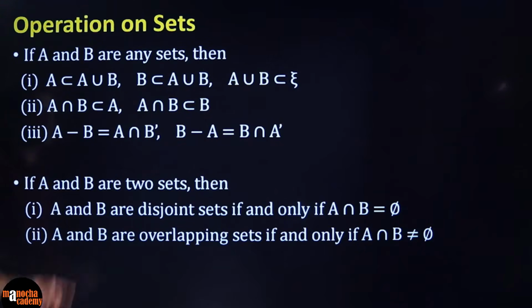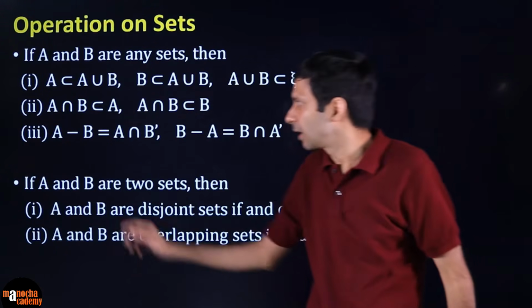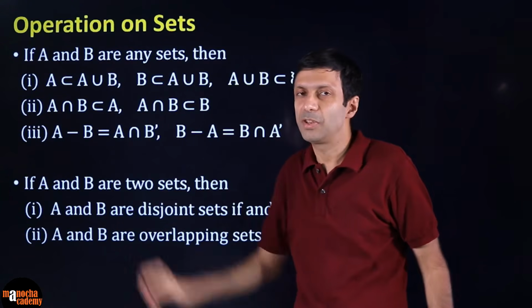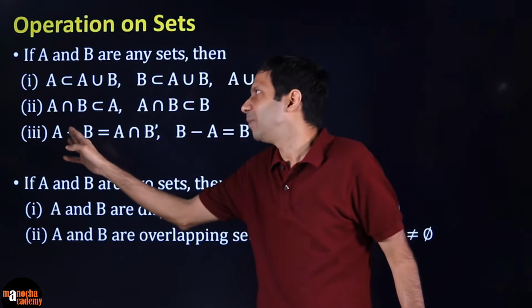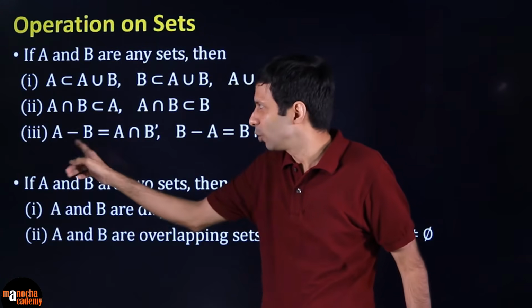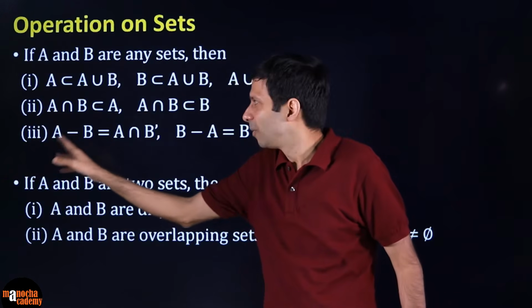Similarly, A intersection B is going to be a subset of B, and A minus B, this is very interesting. So think about this with an example. A minus B, what did we say? Difference of two sets? All the elements which are in A but not in B. So look at the left hand side. A minus B, all the elements which are in A but not in B.